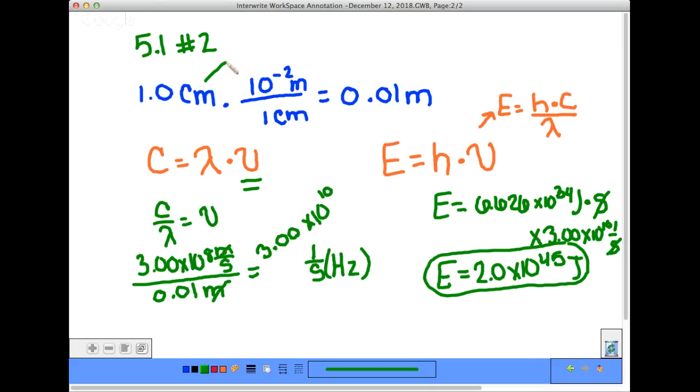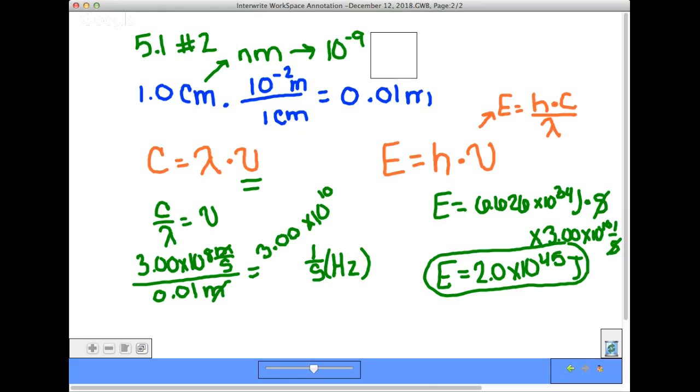You also do want to know that a lot of the times they will give you your wavelength in nanometers. And I think we might look at one like that in a minute. So if you're given the problem in nanometers, just remember that 10 to the negative 9th meters equals 1 nanometer. So that would be your conversion right here. But that's pretty much as complicated as it's going to get with these problems.